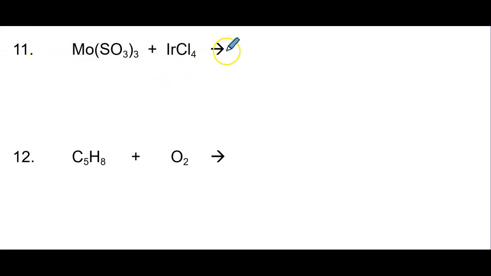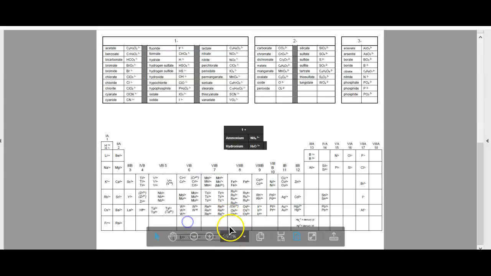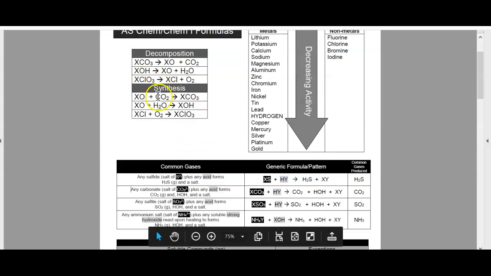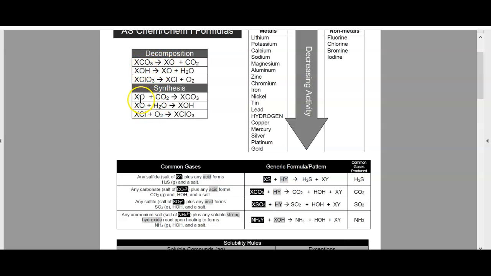All right, so here we have two things before the arrow, so we need to check our decomp synthesis chart. So we're checking here, and we're seeing if we have either of these criteria. Okay, I do not have any of those. I have something with Cl, but I don't have an O2, so it's not a synthesis. Because it's two compounds, here was element compound, here is compound compound.